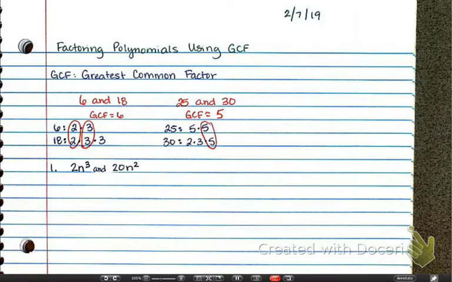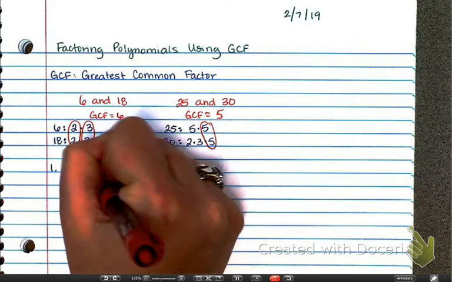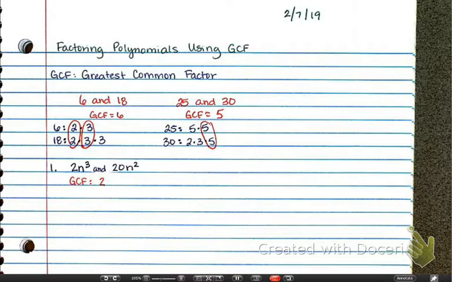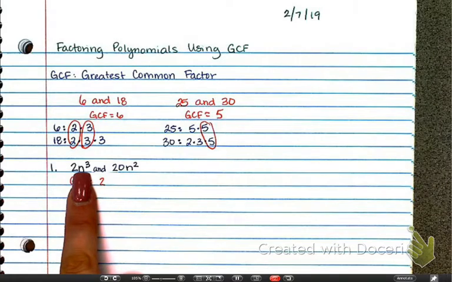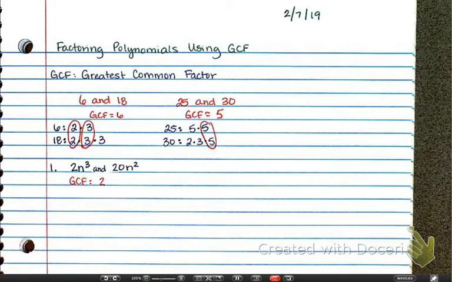Not only are we looking for, in this case, the greatest number that goes into 2 and 20, we also have to look at the variable. So let's start with the number. What is the greatest number that goes into 2 and 20? 2, right? There's nothing else that goes into 2 anyway. So my GCF is 2 so far. Then I have n to the third and n squared. What is the greatest number of n's that goes into both of those? 2.